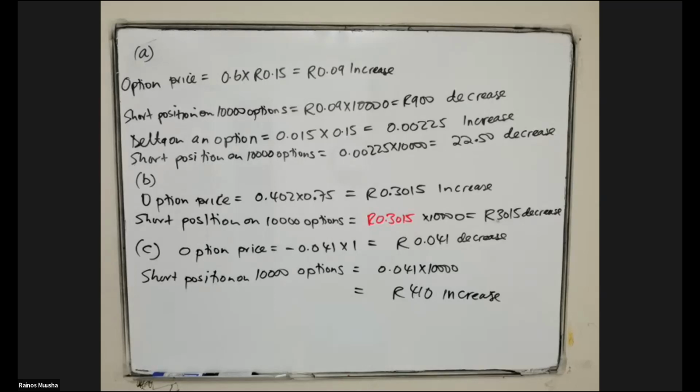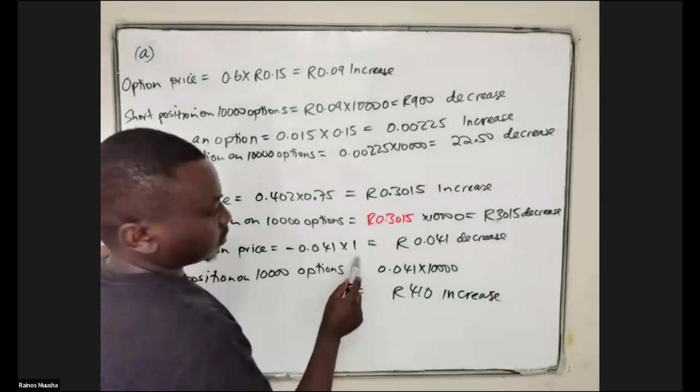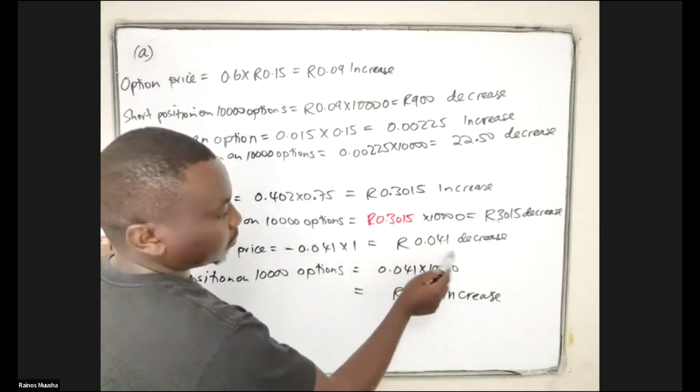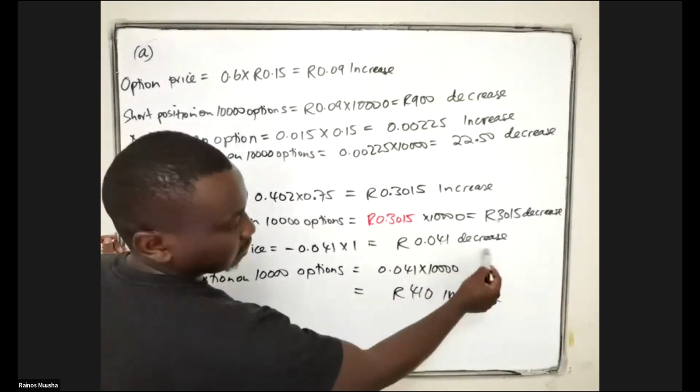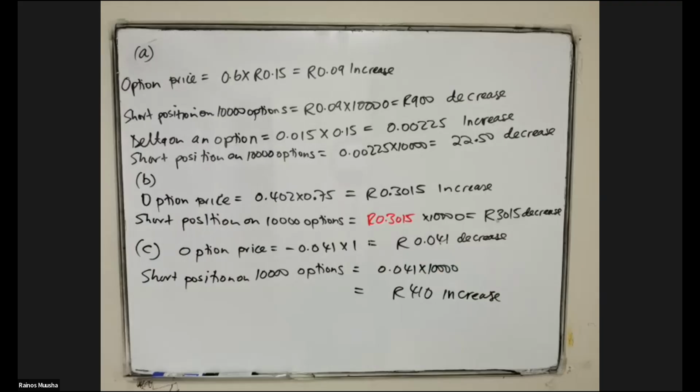Are we on the same page? Yes, but tell me, Rhinos, on the option price, there was that minus sign, minus 0.041 multiplied by 1. Where did that minus go? That minus sign? This one? Yes. It's there because I'm indicating that it's a decrease. You don't have to worry about the sign because it's already indicating that it's a decrease. We know that it's going to be a decrease in this case for the option price.